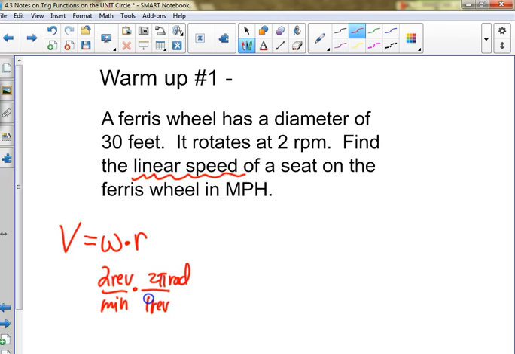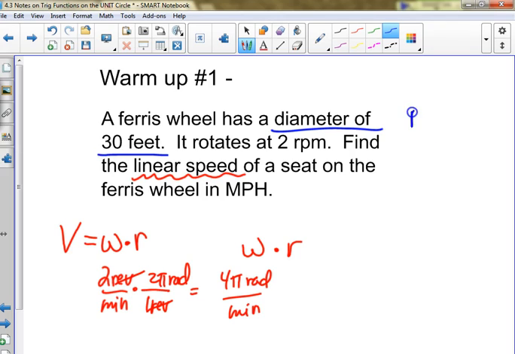So 1 revolution is 2 pi radians. Everybody okay with that dimensional analysis? So we get 4 pi radians per minute. Okay? This is our angular velocity. Then we need to multiply that by a radius. What's the radius up here, guys? Okay. Diameter means all the way across. Radius is half of that. We're good?